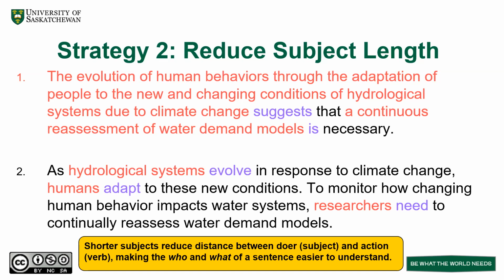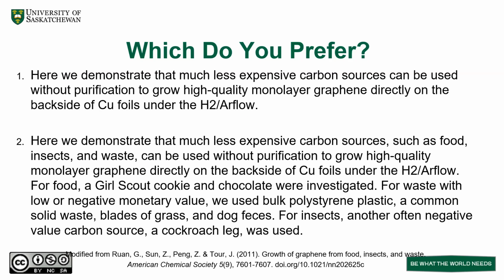And so we just have to hold, again, more information in our minds in order to extract meaning from the piece of writing. So the more clear we can be about reducing that distance between the subject or the doer and the action or the verb, it's going to make the who and the what of a sentence much easier to understand. And that's what we want to do when we're communicating with our readers: ensure that they are receiving the message that we intend, because it's all about reducing possible miscommunication.